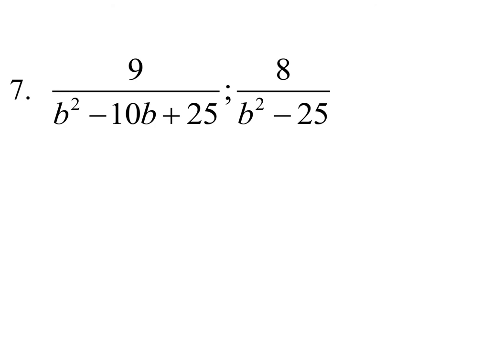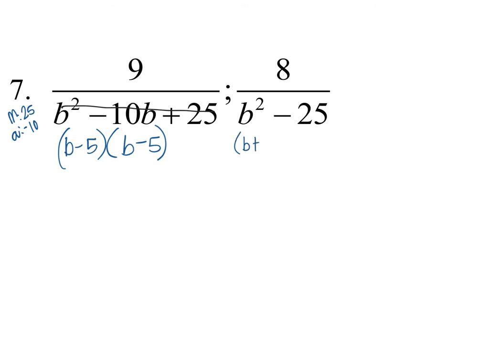On number 7, we're going to factor our denominators first. The b squared minus 10b plus 25 factors into two numbers that multiply to give positive 25 and add to give negative 10. We could use b minus 5 and b minus 5. Now b squared minus 25 is a binomial where both terms are squares. It's a difference of squares, so that would be b plus 5 and b minus 5.